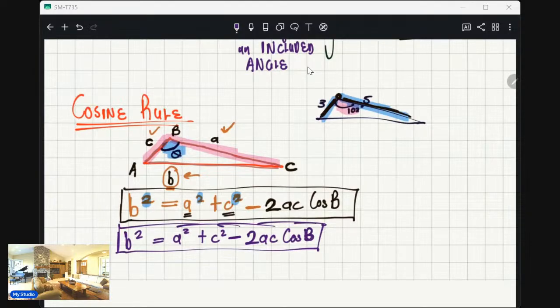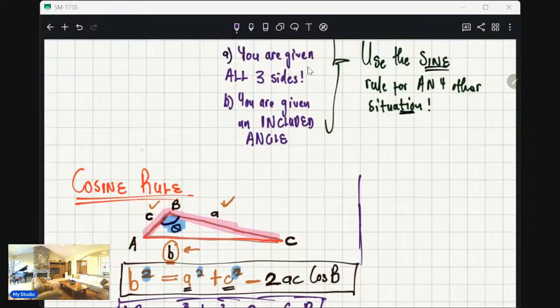Exactly. So you're going to need to write it many, many times. Now, one last one. And I'll show you when we are going to use it, because we have written down when we are going to use it, and we have written down how we are going to use it. What we need is practice, so that we get it. So when do we use it? When we are given all three sides, or when we are given an included angle. Are we together? Okay.